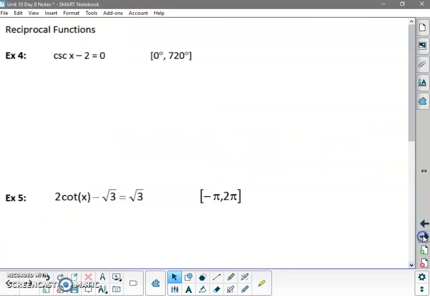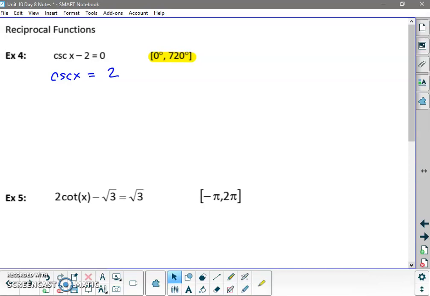Okay, so let's move on to our reciprocal functions. In example 4, you can see we have cosecant x minus 2 equals 0. Again, the first goal, get the function by itself. Cosecant x equals 2. Something else you probably noticed in this example, we're in degrees, and our domain is 0 to 720 degrees.